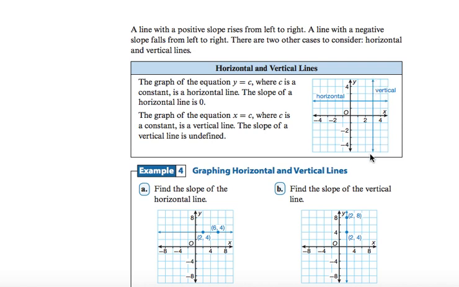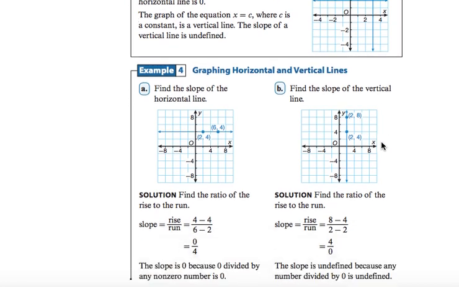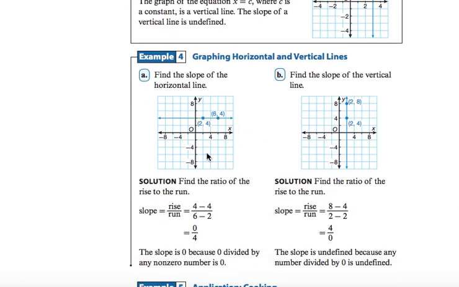So if it's y equals a constant number, it's a horizontal line. If it's x equals a constant number, it's a vertical line. How do you go about graphing those? Well, to find the slope of a horizontal line, you would again take 2 points and then do the subtraction of those 2 points.